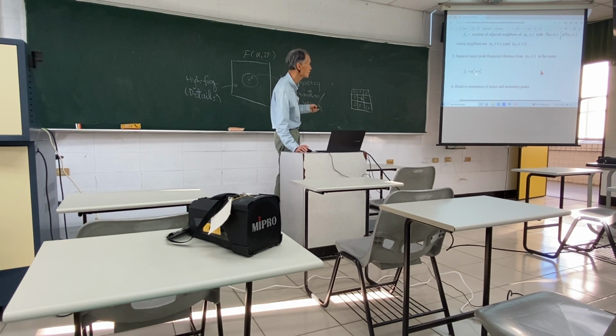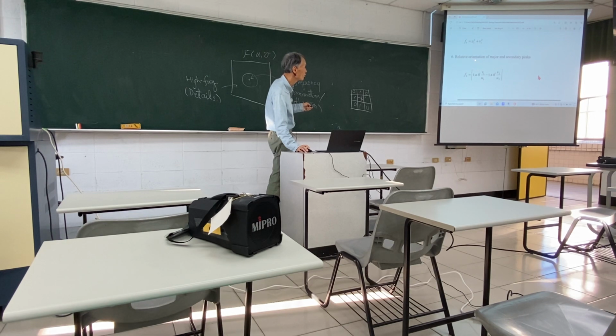And this is what I'm saying, the frequency. If the center is 0, 0, this will be the frequency. It represents the frequency of the original signal. This is the frequency, and this is the relative orientation for the major and secondary peak. Then we take the arctangent for the major peak and the secondary peak.